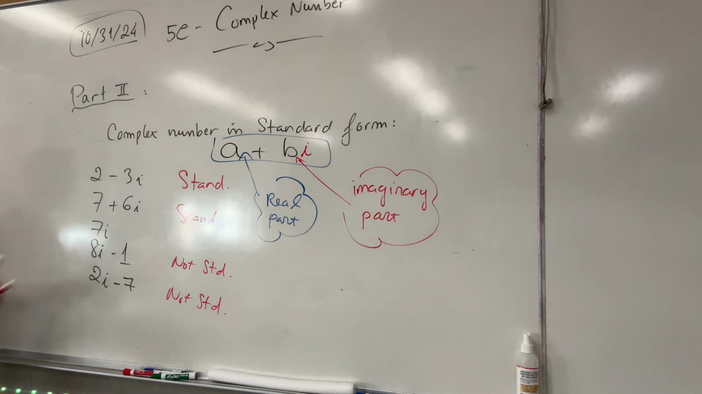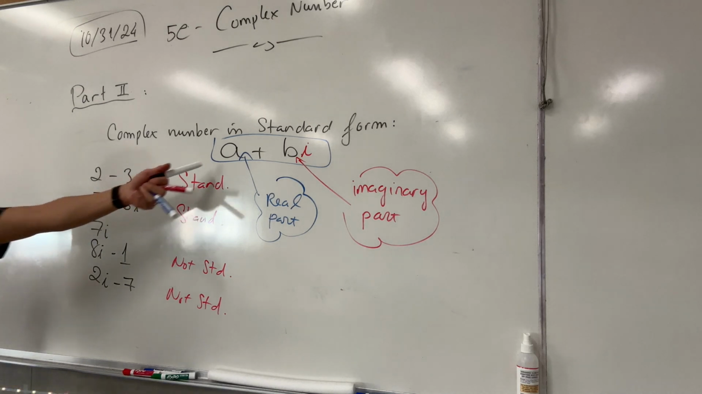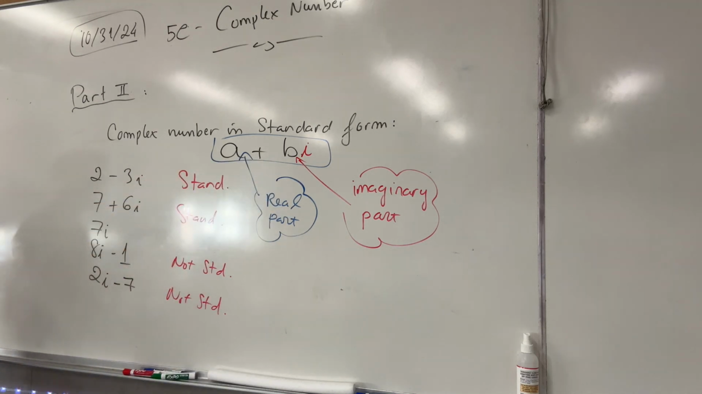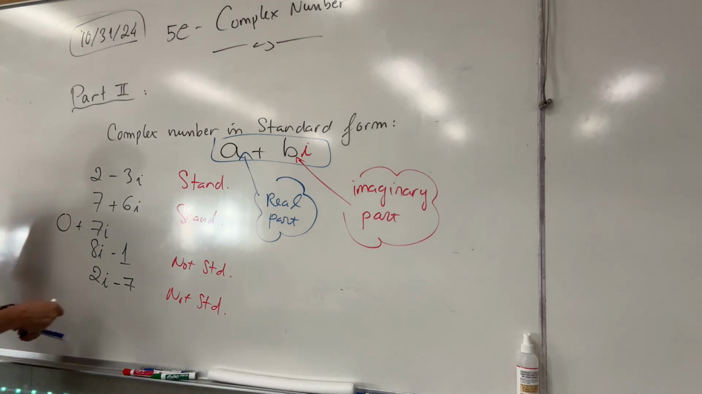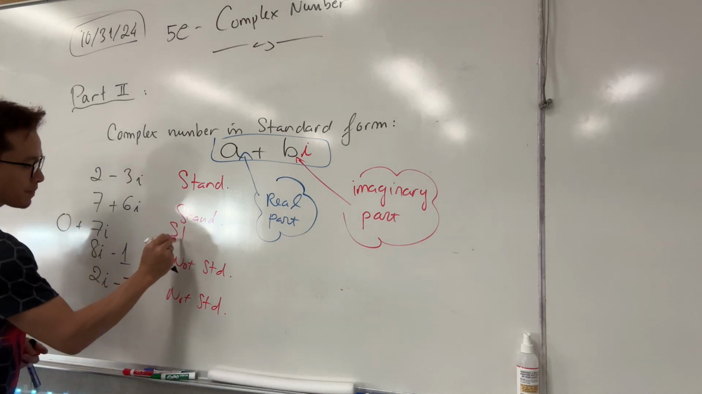Now 7i, is that standard form? Yes or no? Who says yes? Who said no? Okay. So standard form, the real part goes first and the bi, the imaginary, goes after. But do you see any real part? No. So this is actually standard form. You don't have the real part, but you can even write 0, right? It's still the same. It's still standard form.